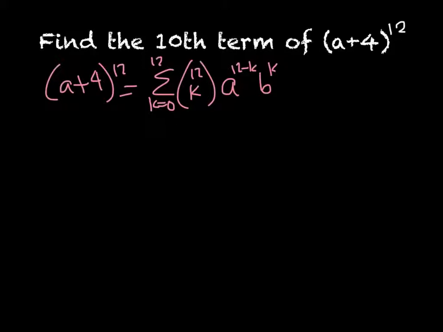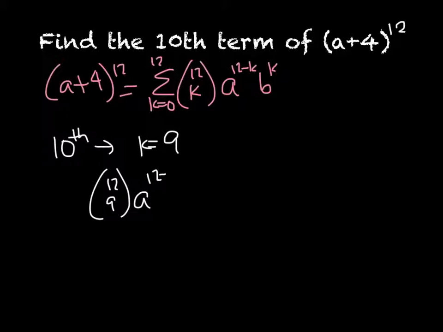So our 10th term corresponds to k equals 9. So if we plug in k equals 9, what we get is 12 choose 9, a to the power of 12 minus 9, b to the 9th, which is equal to 220 a to the 3rd, b to the 9th.